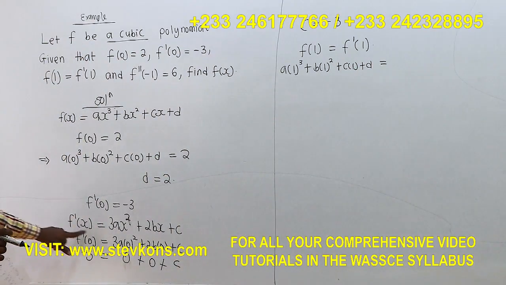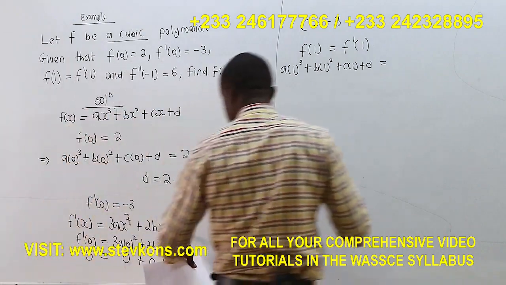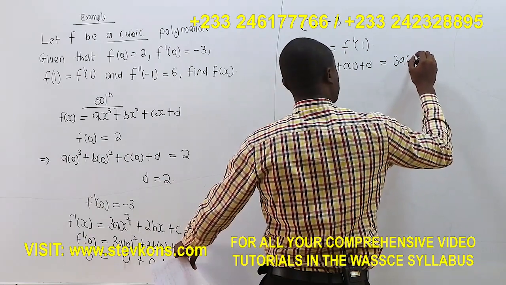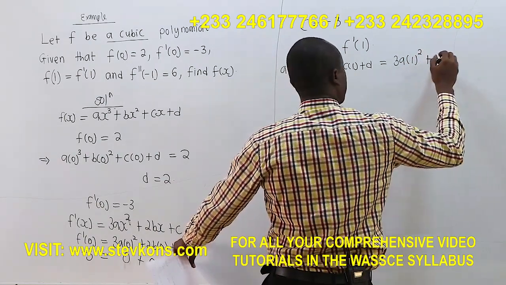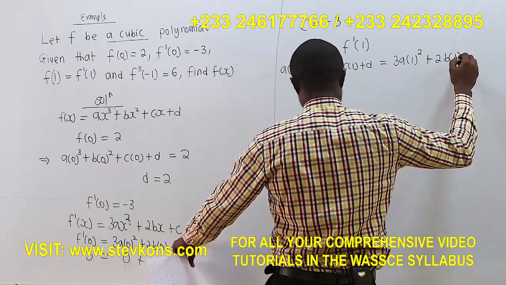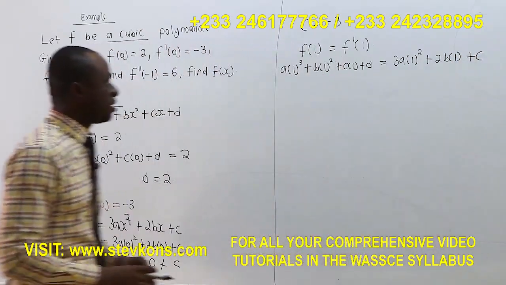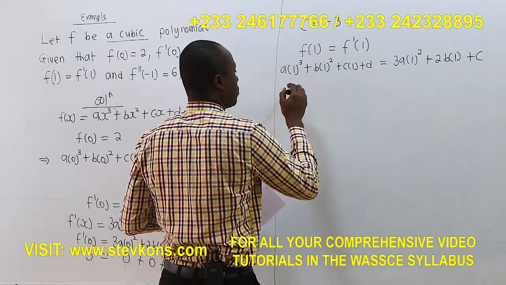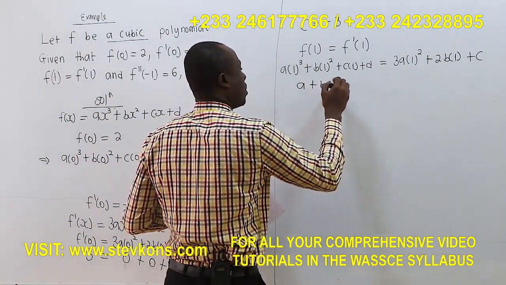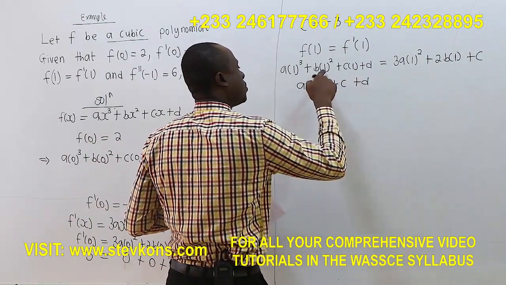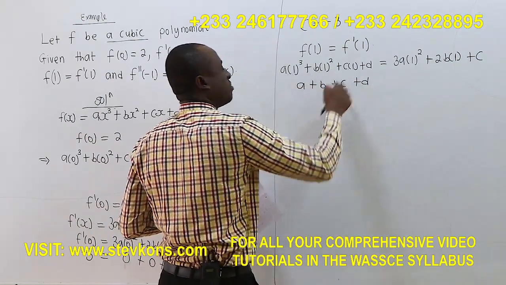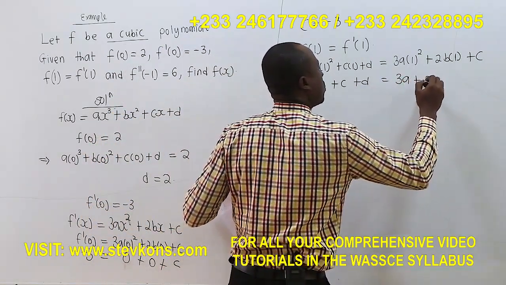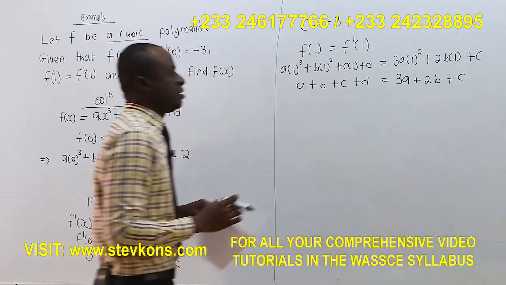Now, where is f prime of x? This is f prime of x. So in place of the f prime of x, we have 3a times 1 to the power 2, plus 2b times 1, plus c. So a times 1 will be a, plus b, plus c, plus d, because 1 times b, 1 times a, 1 times c is going to be the same thing. And this is equal to 3a plus 2b plus c.